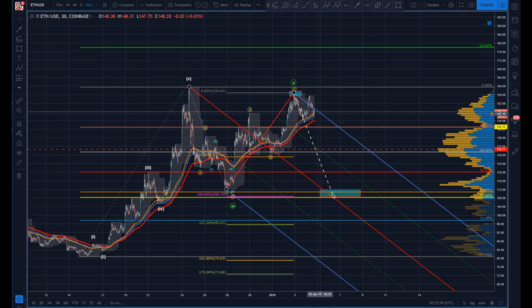Now, what looks... I mean, it could blast off here, but I'd be less comfortable on the long side, given what I'm looking at right now, than I would be on the short side. That's just me personally, right? But you might view this differently.